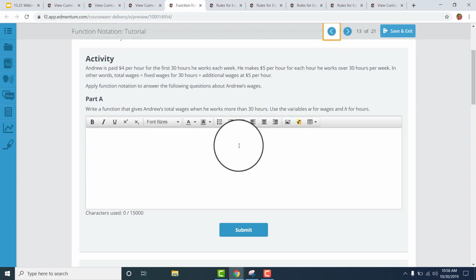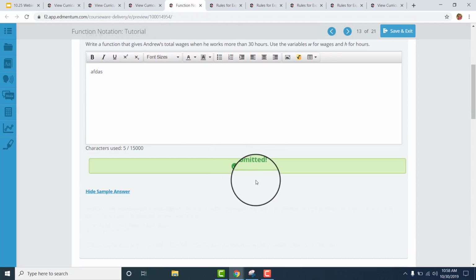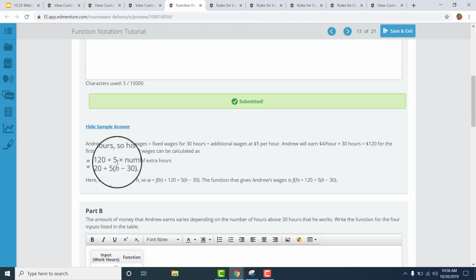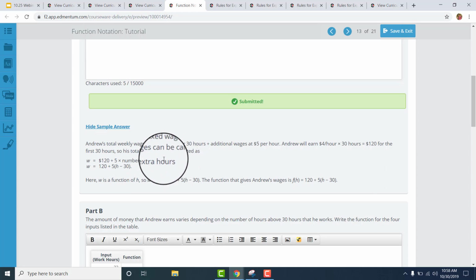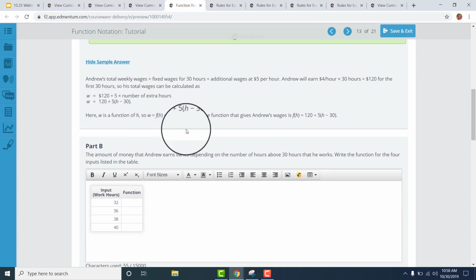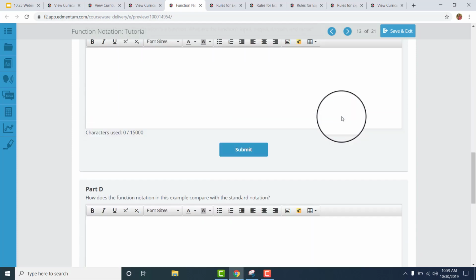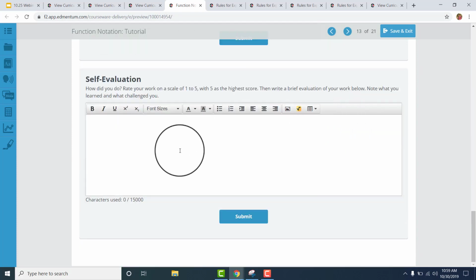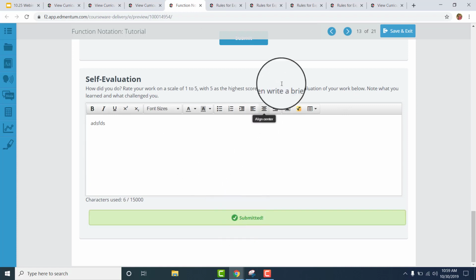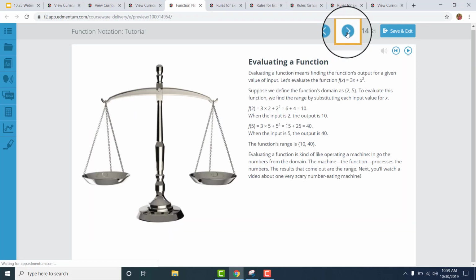Students will not be able to advance in this tutorial unless they submit responses for each of these questions. Once the student has submitted a response, they will then click Submit, and they will see a sample answer. We encourage students to take notes on these sample answers since this is part of the learning for the tutorial. At the end of this lesson activity, there is always a self-evaluation. This is also a required response in order to move forward.